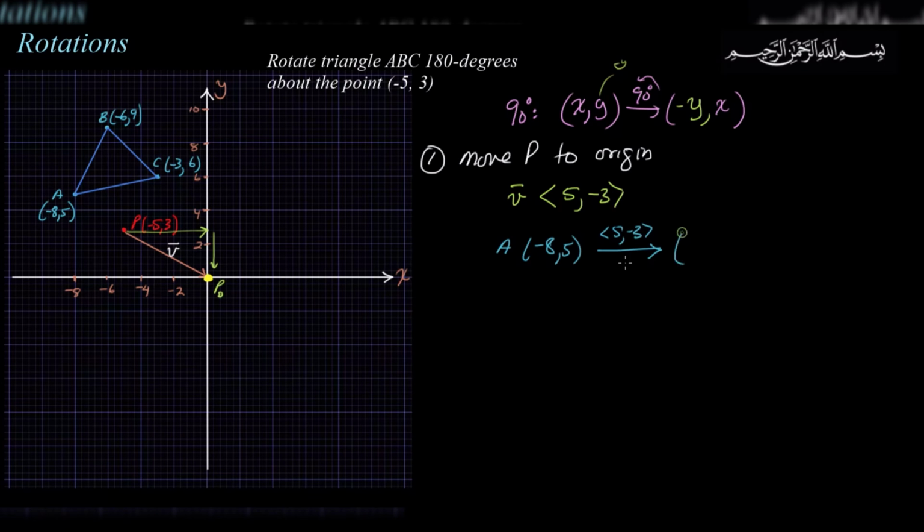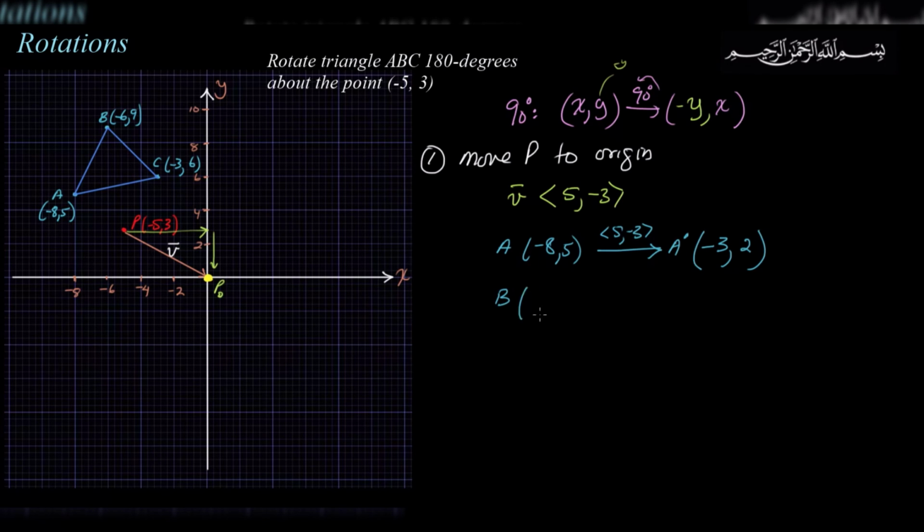So this is A, and then this is A prime. Let's call this the new A, correct? Or you can call it whatever you want. I'm going to call this A prime, okay? So A prime would be negative 3 and 2. There we go. I think I did that right.